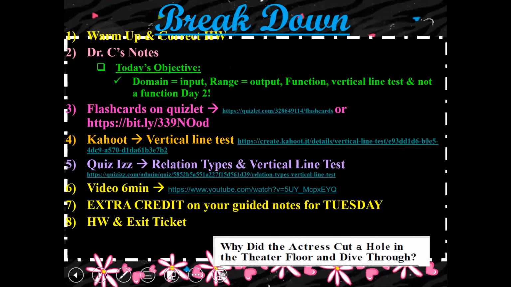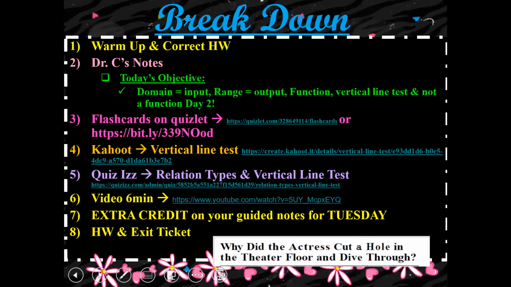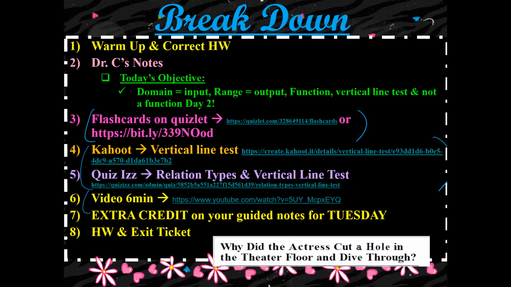All right, let's take a look at what we're doing today with your lessons. We're going to continue talking about domain, range, input, output, functions, and the vertical line test, and then we'll have you do a flashcard on Quizlet, which is right here. And then in class, we'll have a quiz and a Kahoot. I also have a video that I want you to watch right here. And then I have an algebra puzzle that says, why did the actress cut a hole in the theater floor and dive through? So we have that as well.